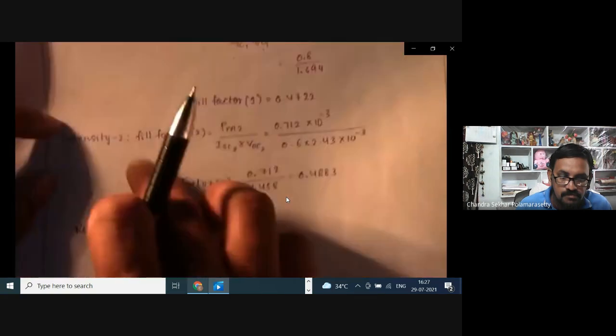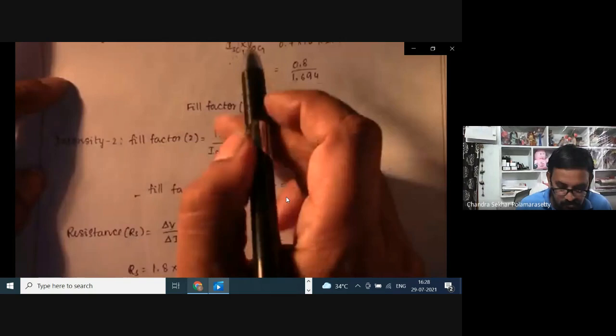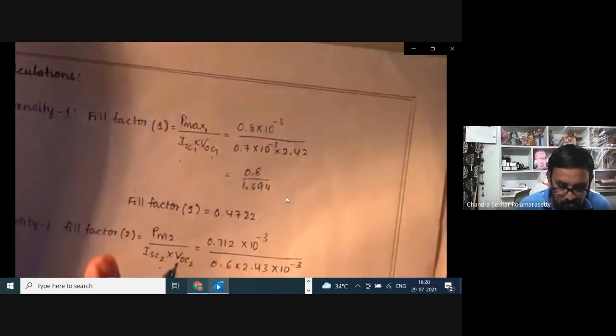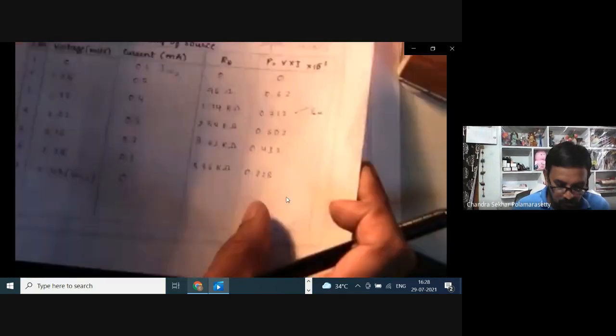While multiplying, we are representing it in amperes. So 1 milliampere is equal to 10 power minus 3 amperes. So this is the power value. In this way, you calculate power and draw a graph between voltage and current. This is called as voltage current characteristics.